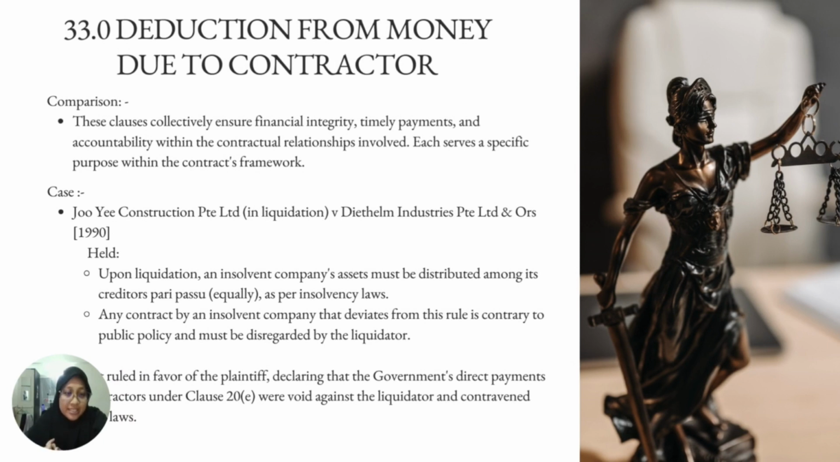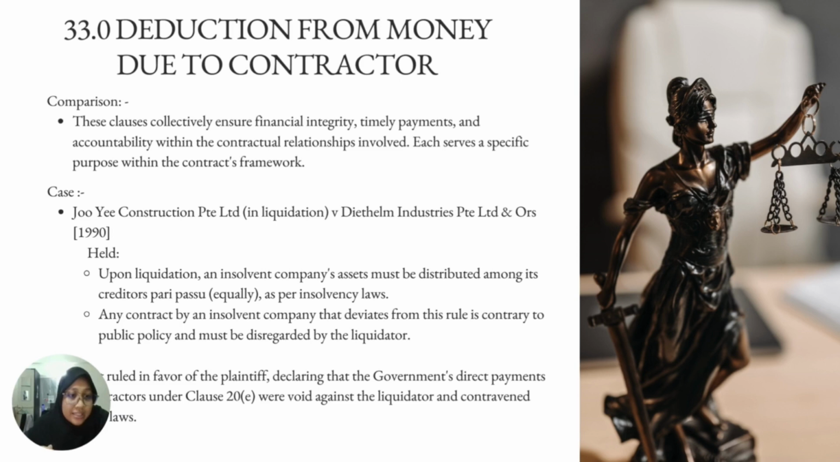First is clause 33, deduction from money due to contractor. For PAM it is clause 27.6, value of contractor to pay nominated subcontractor. And for CIDB it is clause 42.9, period of honoring certificate. These clauses collectively ensure financial integrity, timely payments, and accountability within the contractual relationship involved. Each serves a specific purpose within the contract framework.